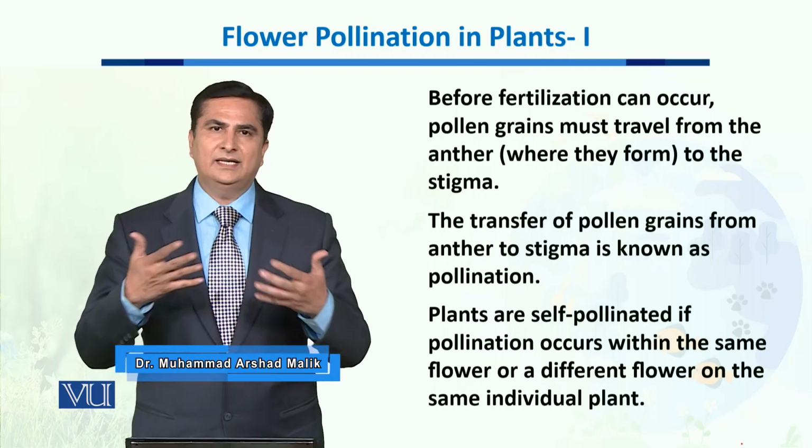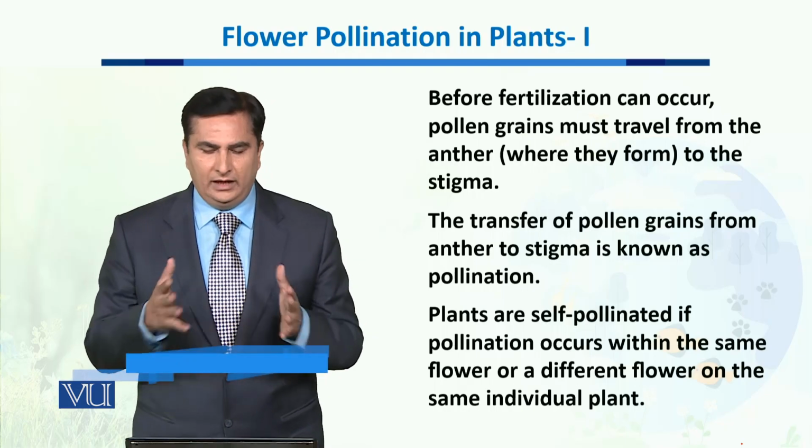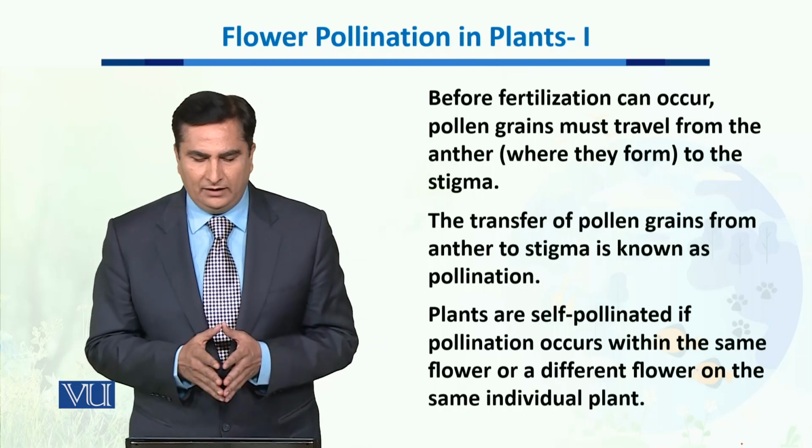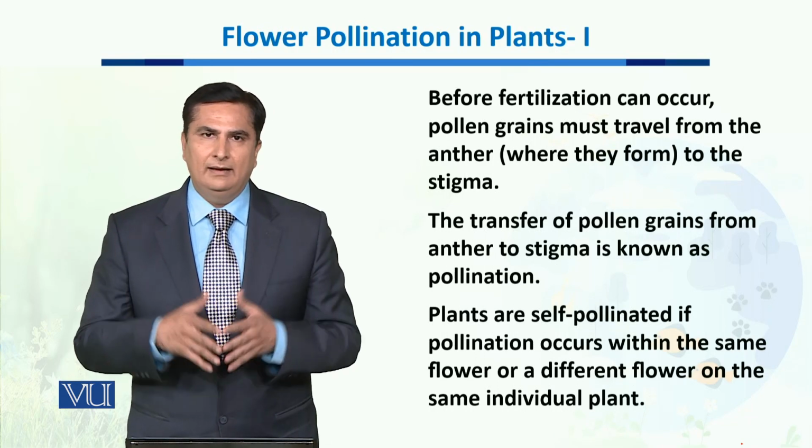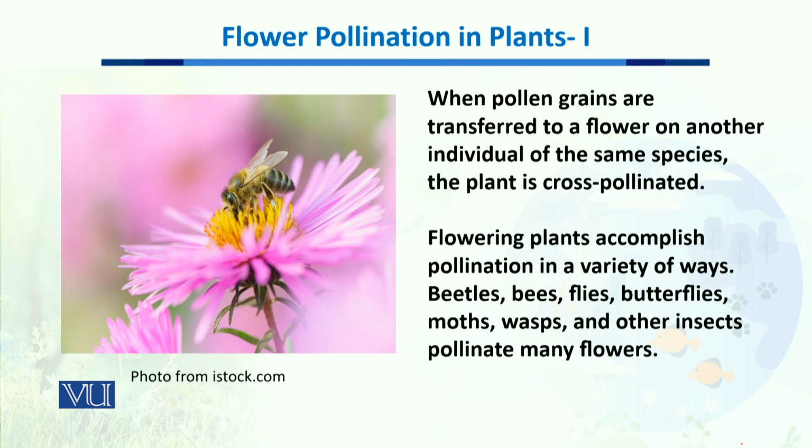Now, plants are self-pollinated if pollination occurs within the same flower or a different flower of the same plant. But in cross-pollination, the pollen grains are transferred from one flower to another flower of the same species but not the same plant. This is known as cross-pollination.